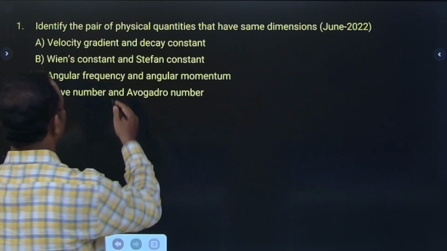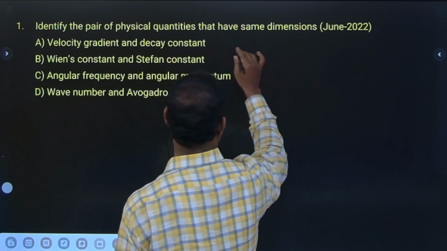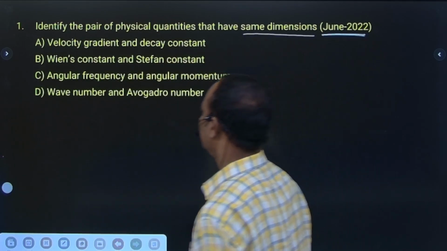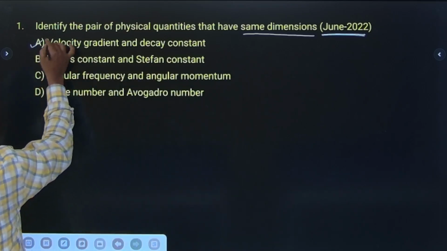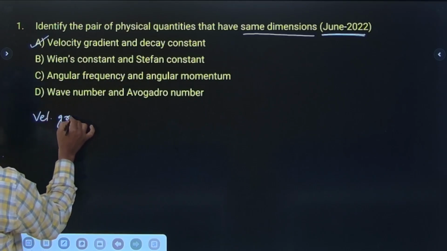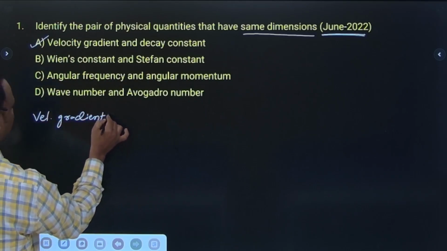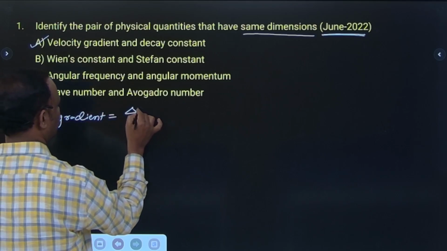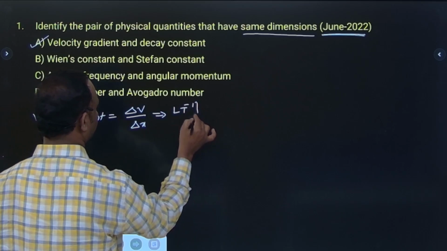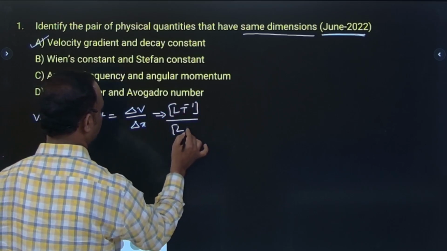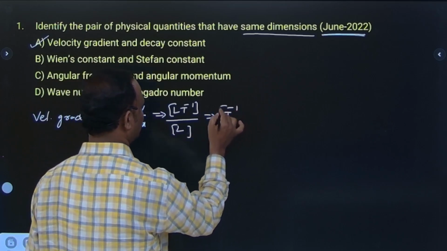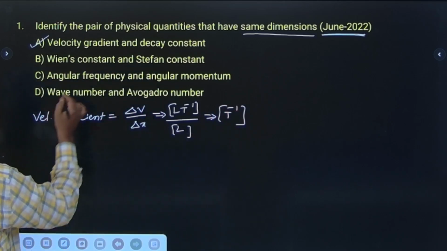Identify the pair of physical quantities that have the same dimensions. It is June 2022. Same dimensions. First, let me check this one. Velocity gradient is equal to velocity by distance. So this is LT power minus 1 by distance, which is L. This is a distance or length. So the velocity gradient is T minus 1.